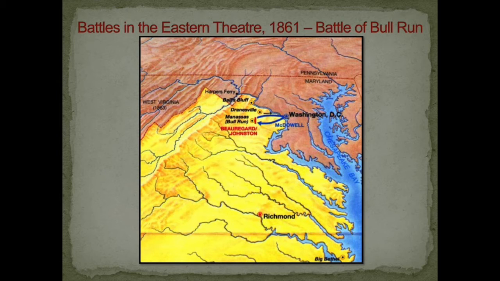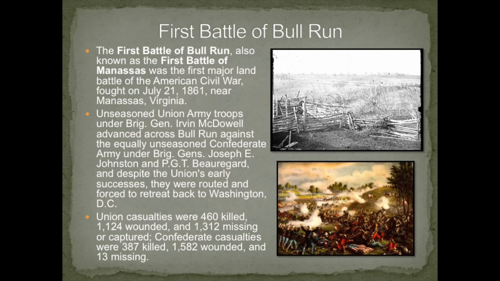The first real battles of the war, however, were fought in and around Washington, D.C. in Northern Virginia. The very first battle that we will discuss is the Battle of Bull Run, fought just 25 miles outside of Washington, D.C. The first Battle of Bull Run, as it is known in the North, or the Battle of Manassas, as it is known in the South, was fought near Manassas, Virginia on July 21, 1861, and this would be the first real battle of the American Civil War.